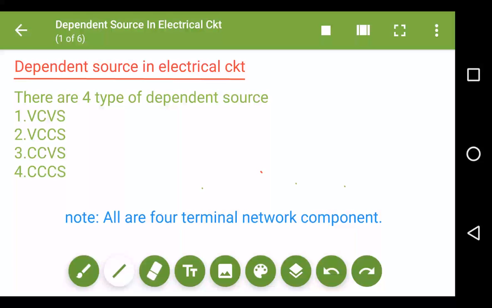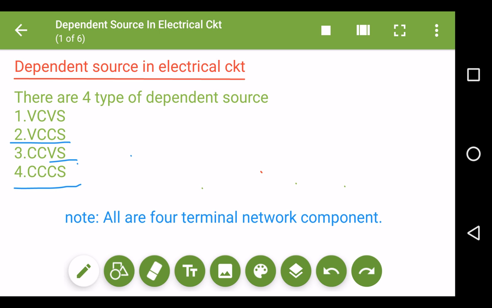First is voltage control voltage source, that is this. Okay, so this is your first dependent source, voltage control voltage source. The second one is a voltage control current source. The third one is a current control voltage source, and the fourth one is a current control current source.